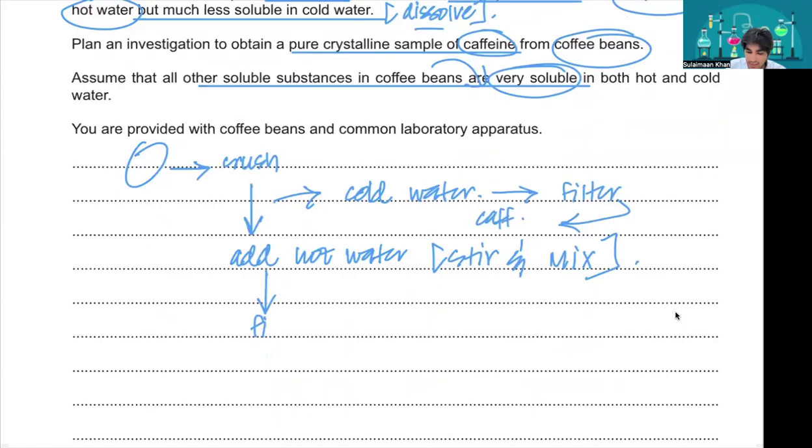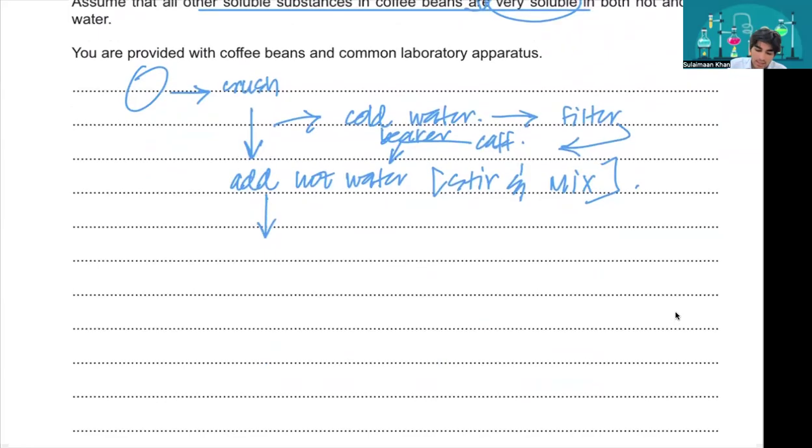You add the residue, which is effectively caffeine, into a beaker, and then you add hot water to that beaker. Once you add hot water to the caffeine, there's no need to filter, obviously, because you now only have caffeine and hot water. Then you let the solution cool down, and obviously, crystals are going to form.